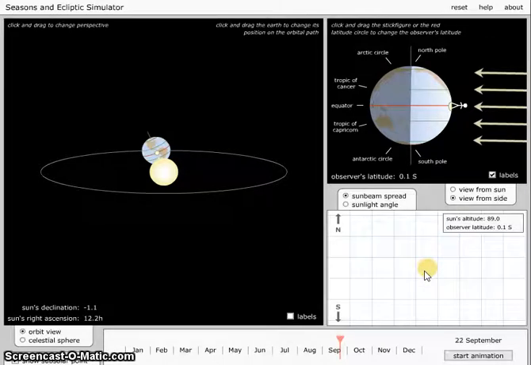11E, is the subsolar point in the northern hemisphere, southern hemisphere, or is it at the equator? And here's our subsolar point right below where he's standing. So it's at the equator. 11F, what pole is on the nighttime side of the terminator? Well, here's the terminator, and it's running from pole to pole, so neither one.